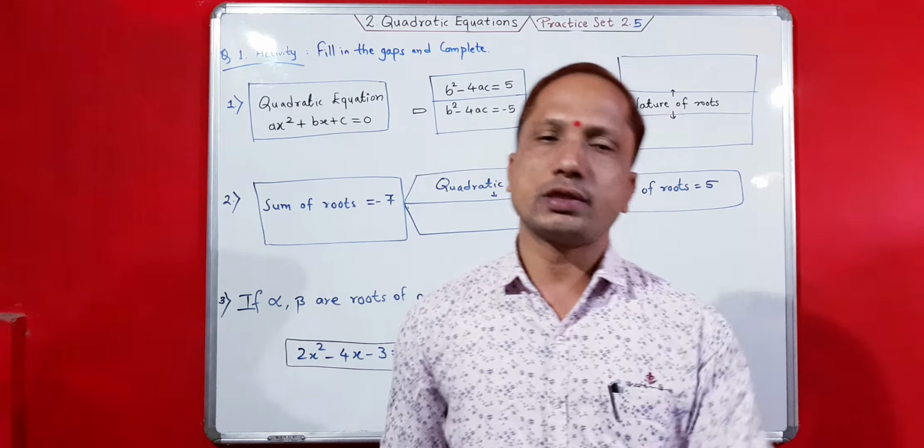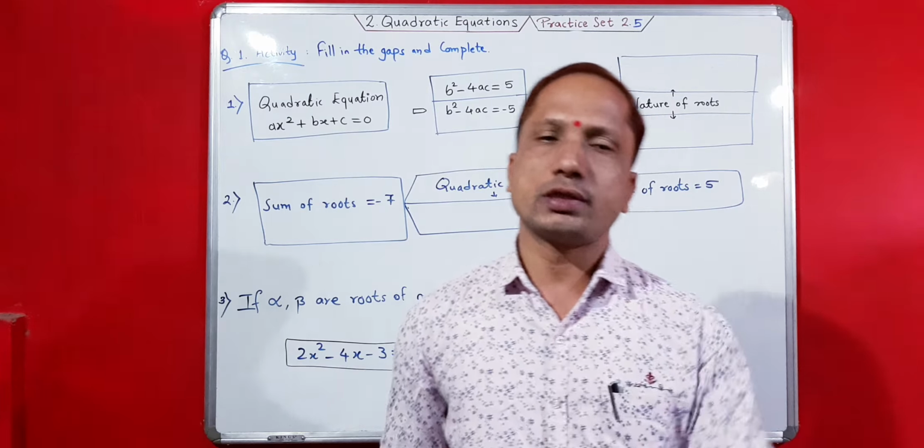If b square minus 4ac is equal to 5, which is positive, then the roots are real and unequal. This is the nature of roots, don't forget. And if b square minus 4ac is equal to 0, then roots are real and equal. And if b square minus 4ac is equal to minus 5, which means it is less than 0, then the roots are not real. You have to write like this: no real roots, or roots are not real. This is the nature of roots when these types of values are there.